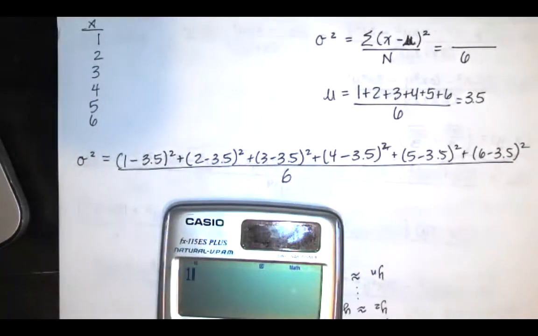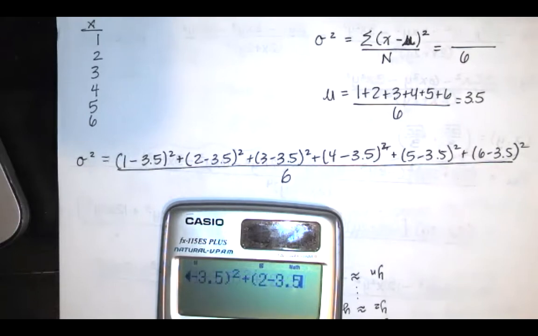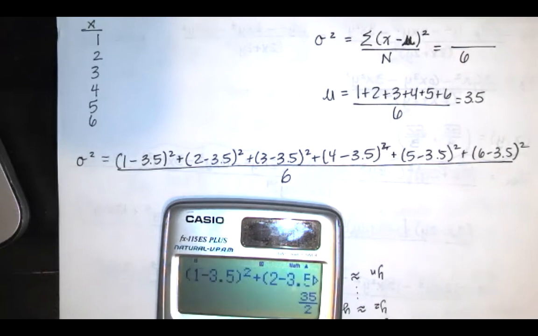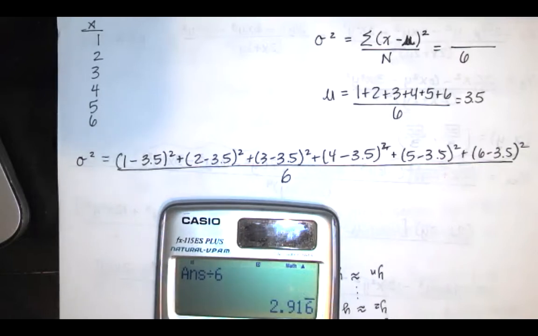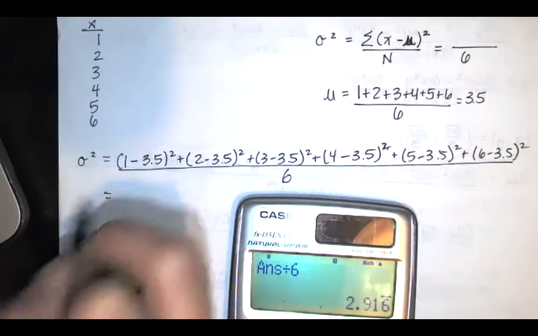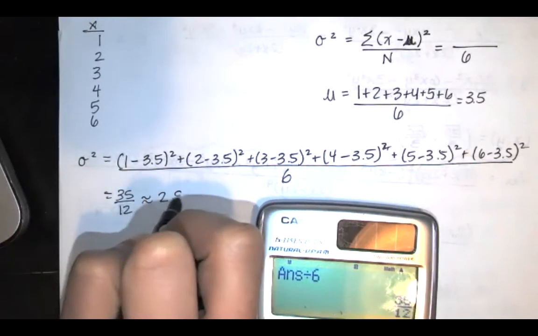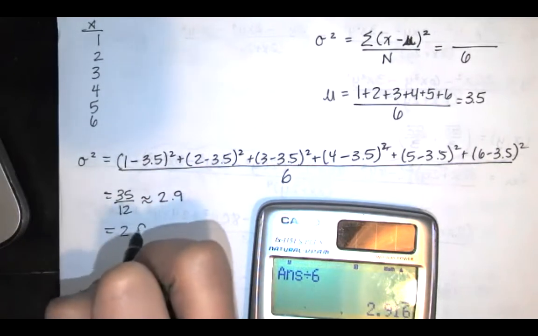So we say 1, we open parentheses, 1 minus 3.5 squared plus 2 minus 3.5 squared. Oh, whoops, delete, delete. You need to close the parentheses first, then square it. 3 minus 3.5, close parentheses squared, plus 4 minus 3.5, close parentheses squared. You just keep going. And then you take that answer and you divide by 6. And we get 35 over 12, which is approximately that 2.9 that they were talking about. I prefer that exact answer of 35 over 12, but we could use the decimal approximation 2.9, or the exact repeating decimal 2.916 repeating.